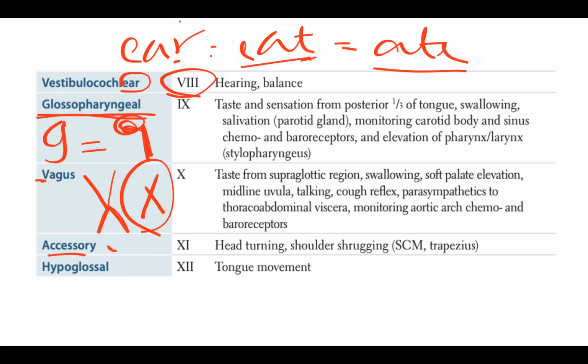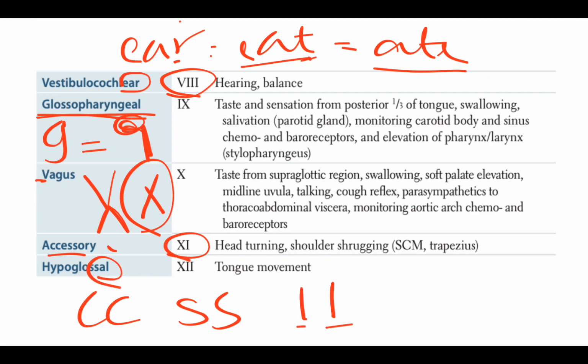Alright. Accessory, as you can see here, there are 2 C's, there are 2 S's, and in the number 11 we have 2 1s. Therefore, SS, CC, SS and 11. Hypoglossal, last. Gloss is nothing but last. Therefore, the last cranial nerve, that is the 12th cranial nerve.